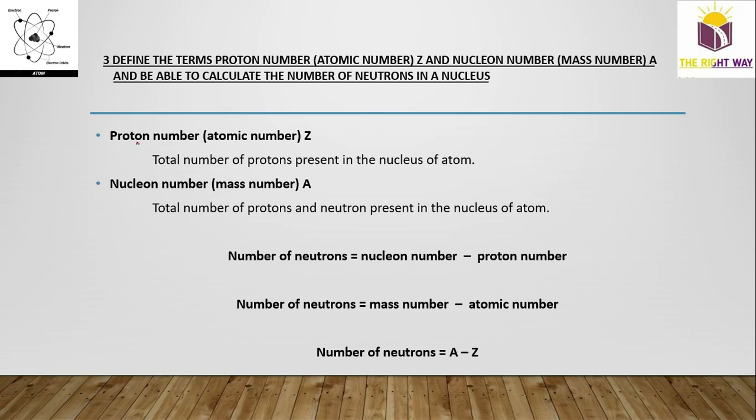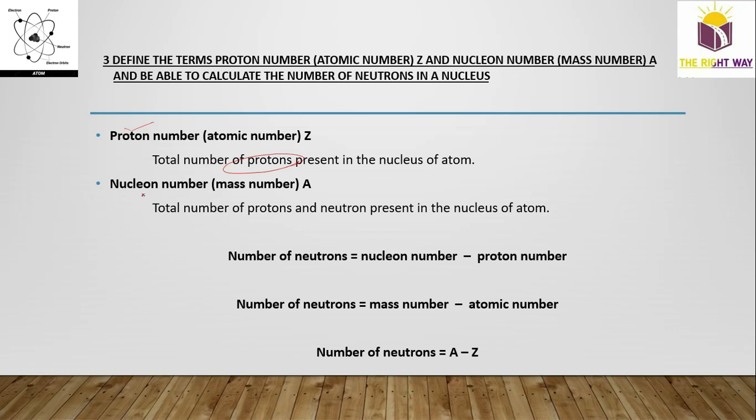Okay, proton number is the total number of protons. Proton number or atomic number is the total number of protons present in the nucleus of an atom. The total number of protons in the nucleus of an atom is called the proton number or atomic number. It is as the name says: proton number.